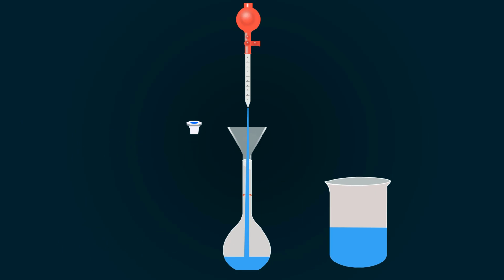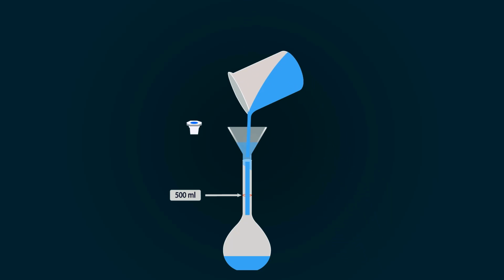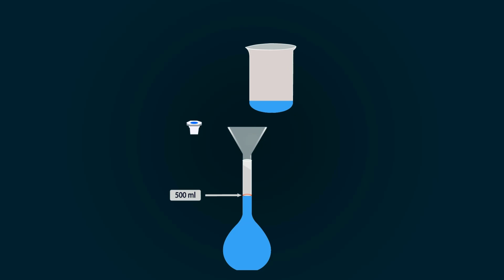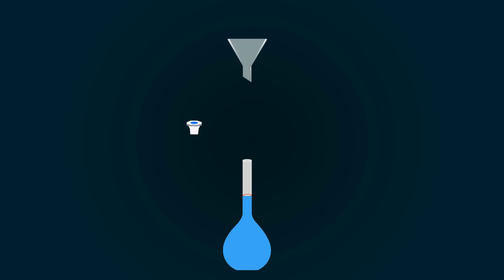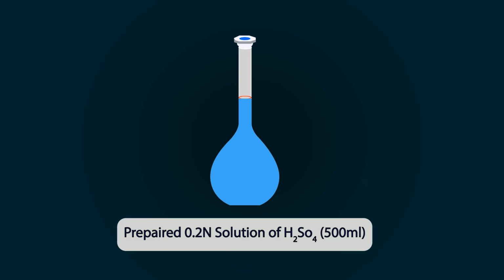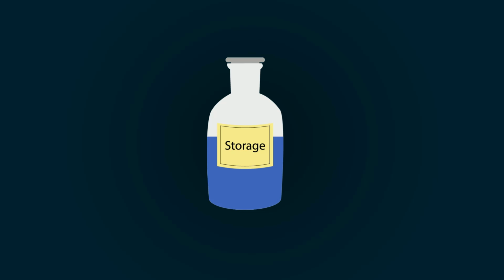You can clearly see the red spot which indicates 500 milliliter. Now add the water up to that point and you have successfully prepared 0.2 normal solution of H2SO4 with 500 ml volume. Now you can store it in any beaker you want.